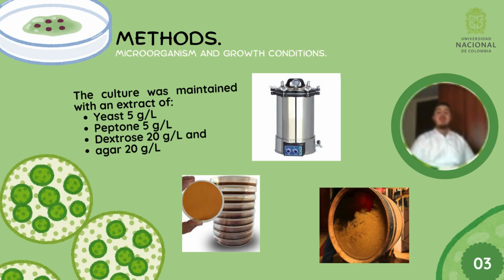Cultivation and maintenance conditions. Cultivation was in GPD medium at 32 C and 50 RPM for 12 hours. Maintenance was in solid GPDA medium at 4 C with subcultures every 2 months. GPDA medium composition: yeast extract 5, peptone 5, dextrose 20, agar 20.